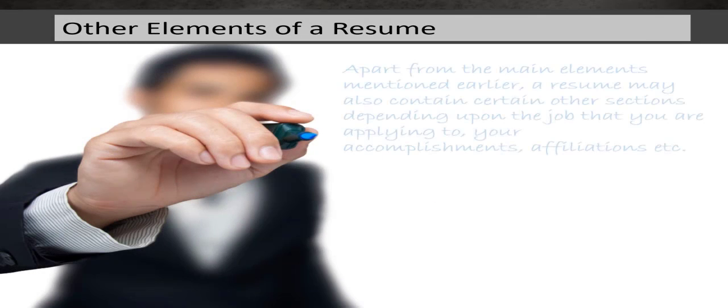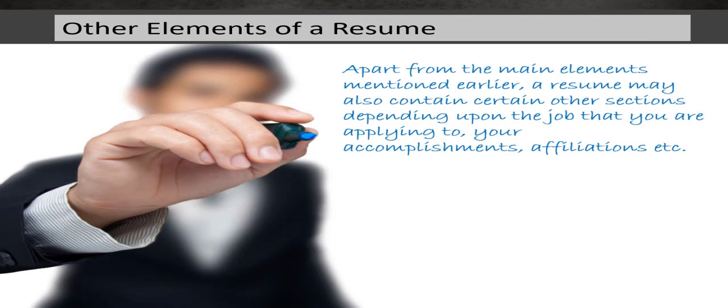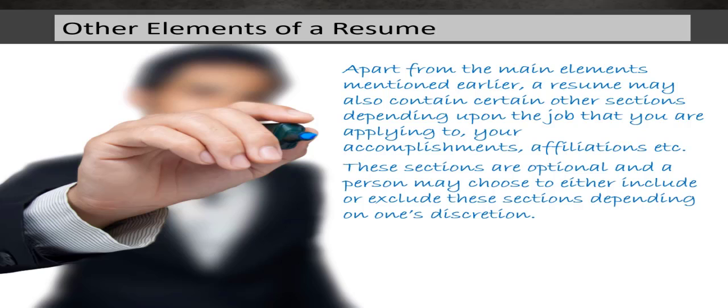Other elements of a resume. Apart from the main elements mentioned earlier, a resume may also contain certain other sections depending upon the job that you are applying to, your accomplishments, affiliations, etc. These sections are optional, and a person may choose to either include or exclude these sections depending on one's discretion.